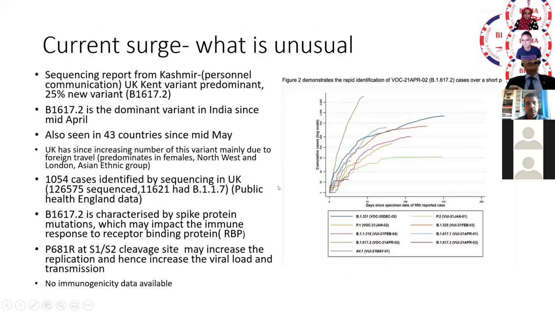There have been a number of sequencing reports, both from Kashmir as well as in United Kingdom, because we have seen the surge of this virus now in UK, as you can see on the graph on the right side. These have shown that the variant called B.1.617 is now the dominant variant both in India as well as 43 countries in the world.